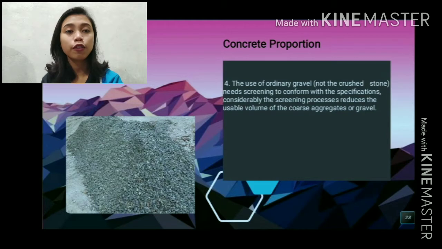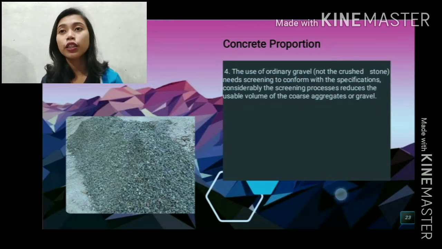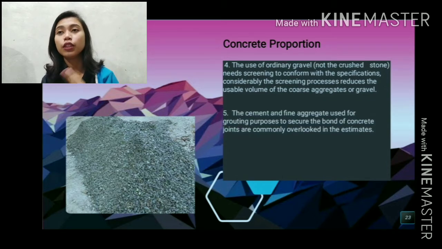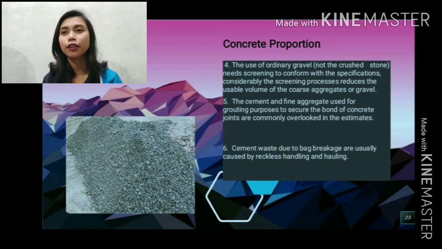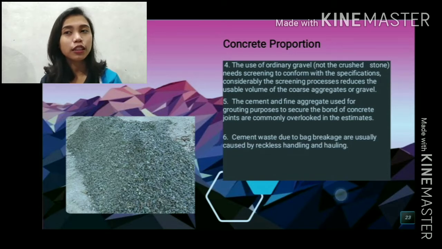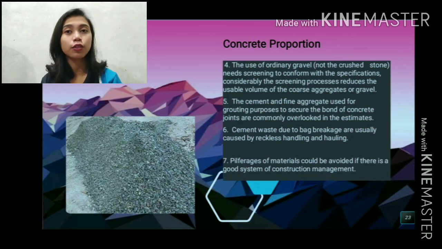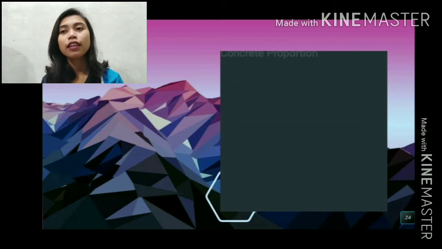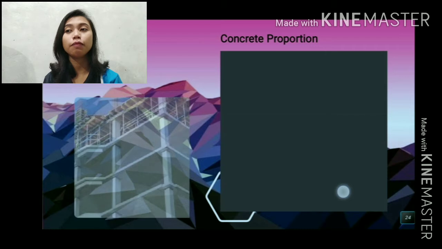Fourth, the use of ordinary gravel, not the crushed stone, needs screening to conform with the specifications. Considerably, the screening process reduces the usable volume of the coarse aggregates or gravel. Because screening of gravel is necessary, this means that some of the fine aggregates or sand will be sifted out.